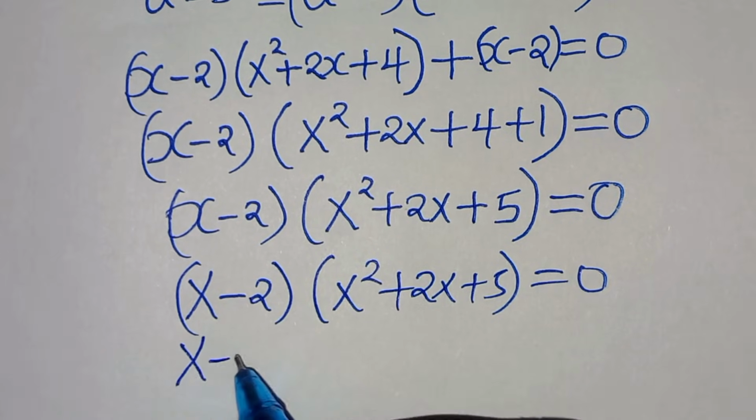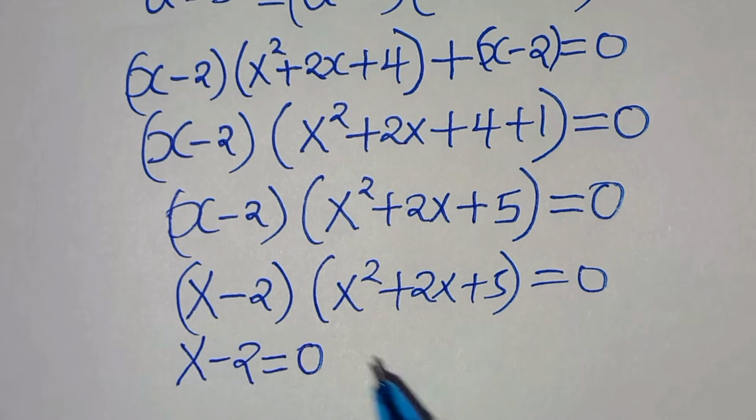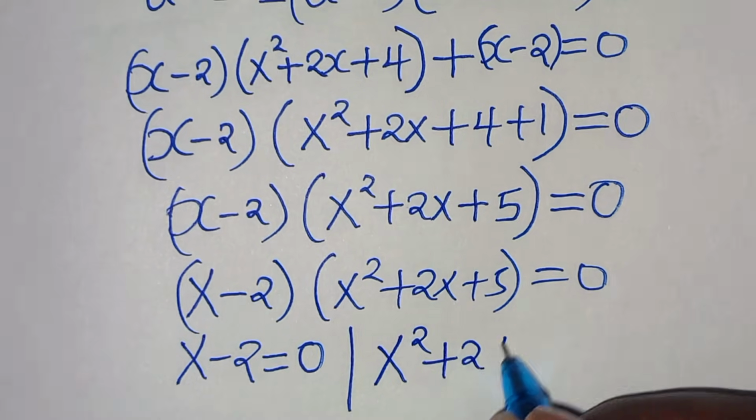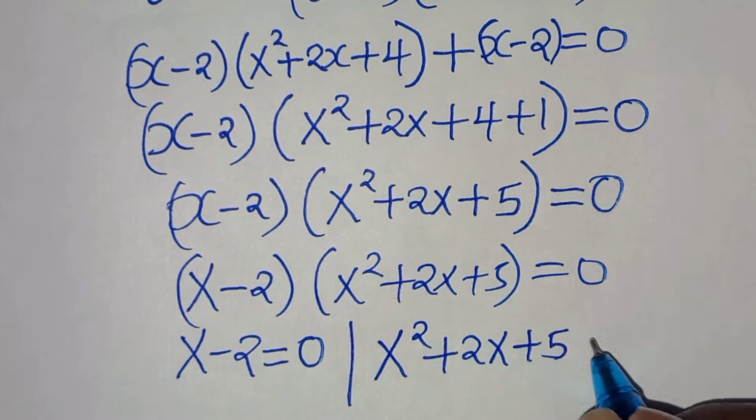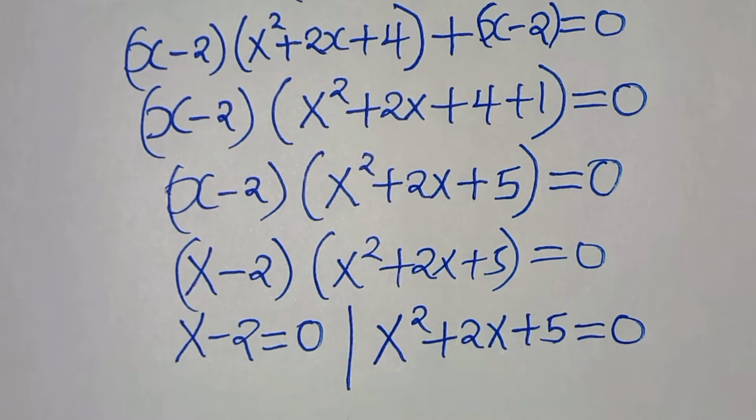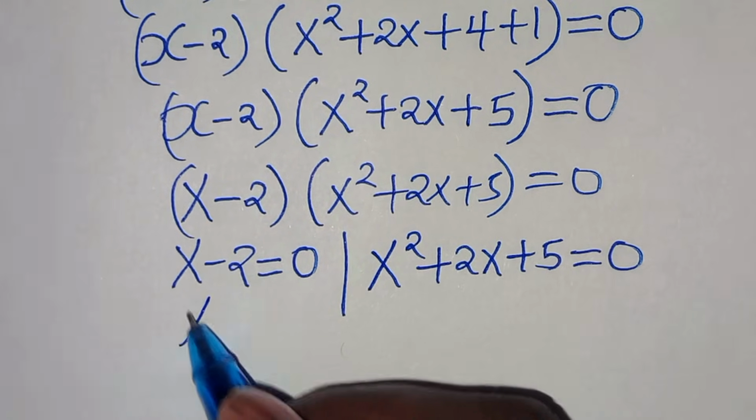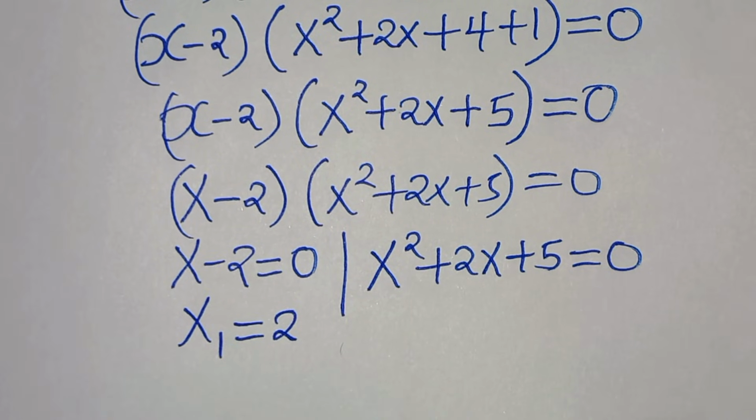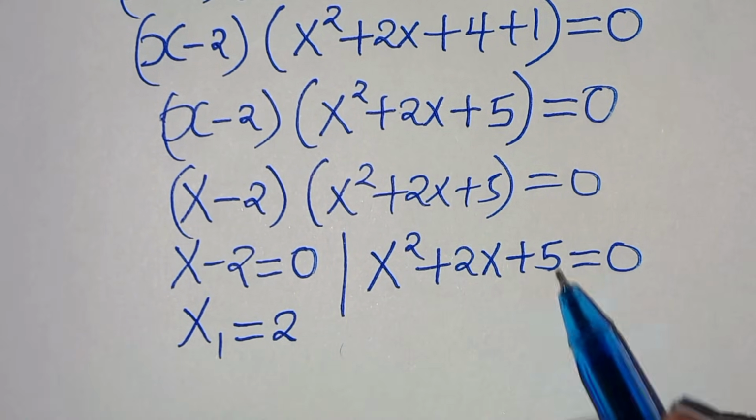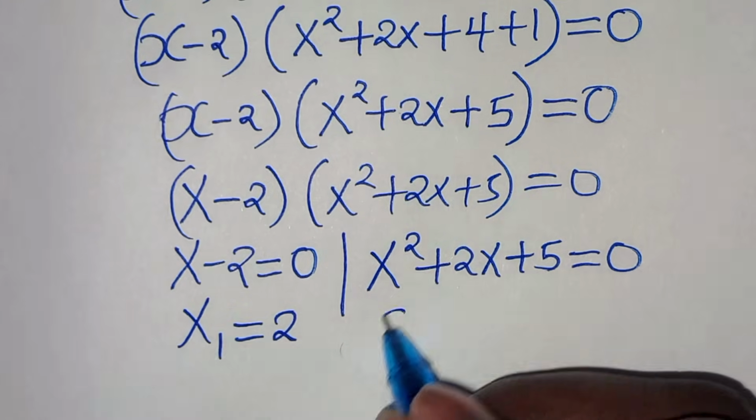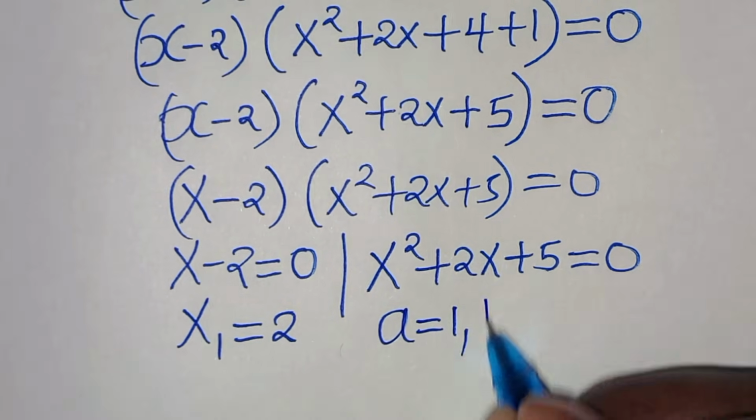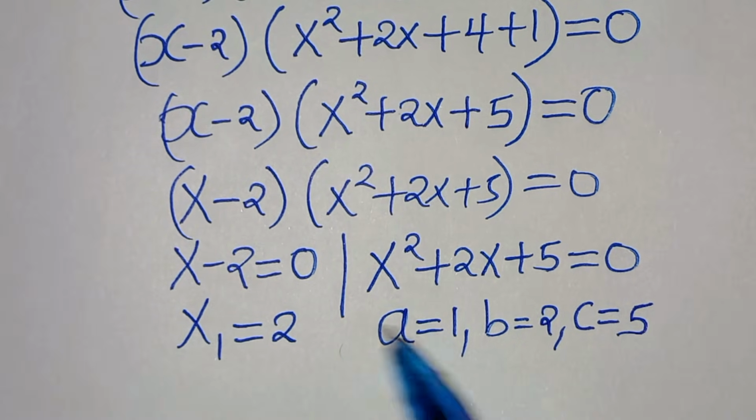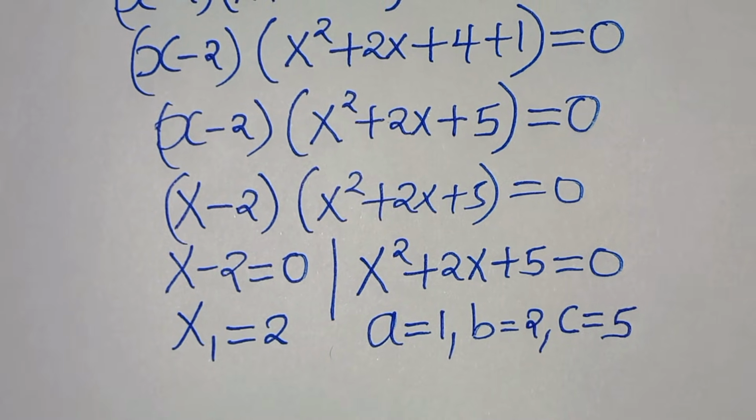The first part is x minus 2 equal to 0. Then we have x to the power of 2 plus 2x plus 5 equal to 0. So this implies that x1 here is equal to 2. This is a real solution. Then the second part here is a quadratic equation where we have a is equal to 1, b is equal to 2, and c is equal to 5. So let's solve for x2, x3.